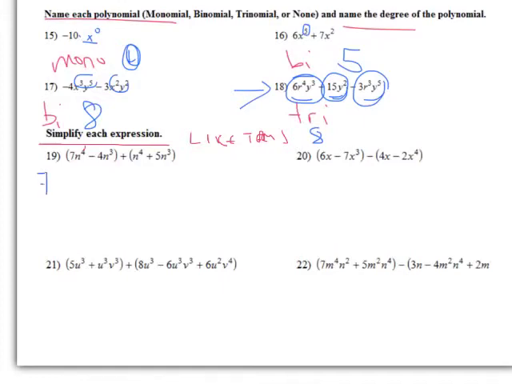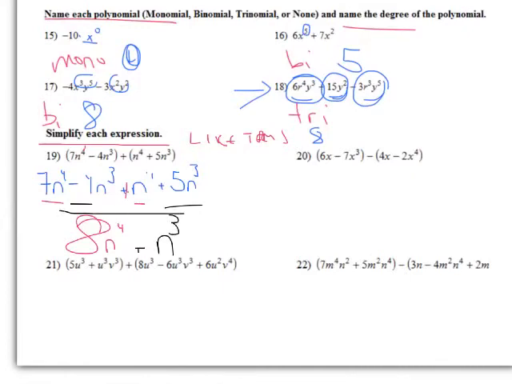I can drop the parentheses on the first quantity. I can also drop the parentheses on the second quantity because it's an addition problem, and so I don't have to distribute anything. So 7 to the 4th and n to the 4th are like terms. Remember, there's an imaginary 1 there. Therefore, I have 8 n to the 4th. And then negative 4n cubed and positive 5n cubed are like terms. Those combine to be positive 1n cubed, which is just n cubed.